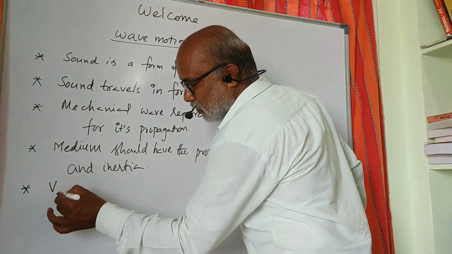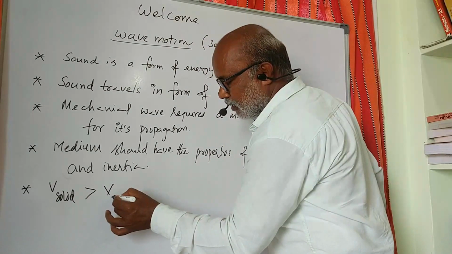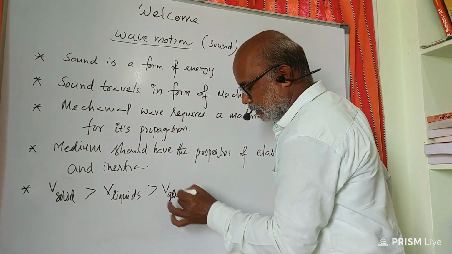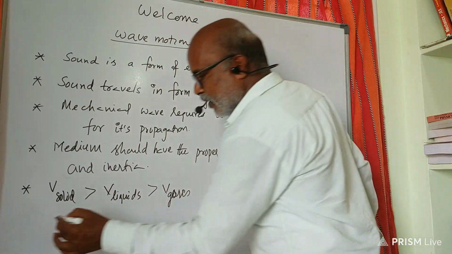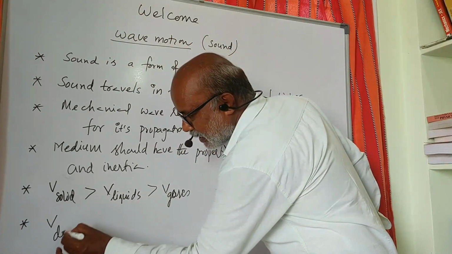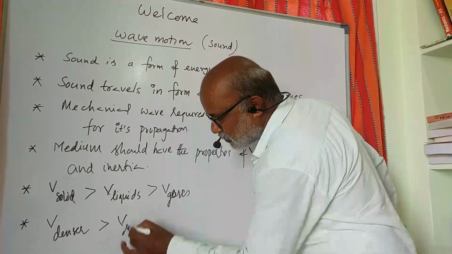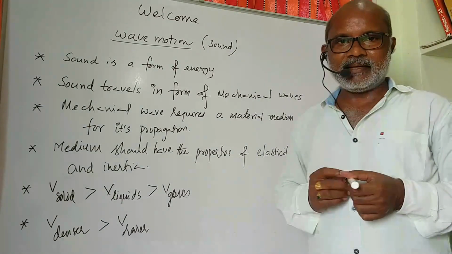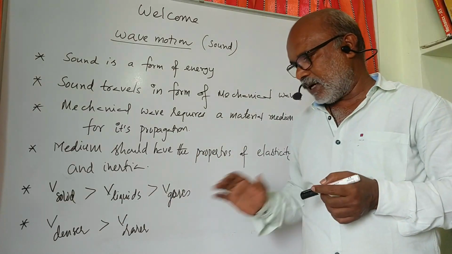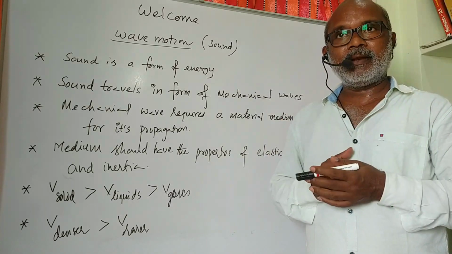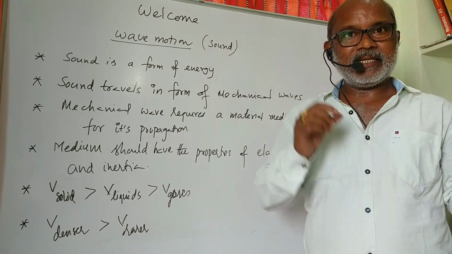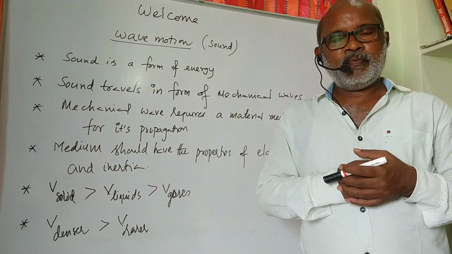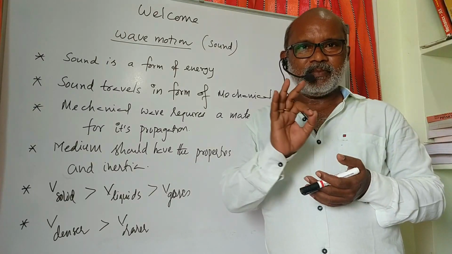Therefore, we can write that the velocity of sound in solids is always greater than the velocity in liquids, and that is also greater than the velocity in gases. Simply saying, velocity of sound is more in a denser medium compared to a rarer medium. Denser means high density, like solids have more density compared to liquids and gases. For example, the velocity of sound in steel is more than in water or in air. So sound travels through air with minimum speed compared to that.